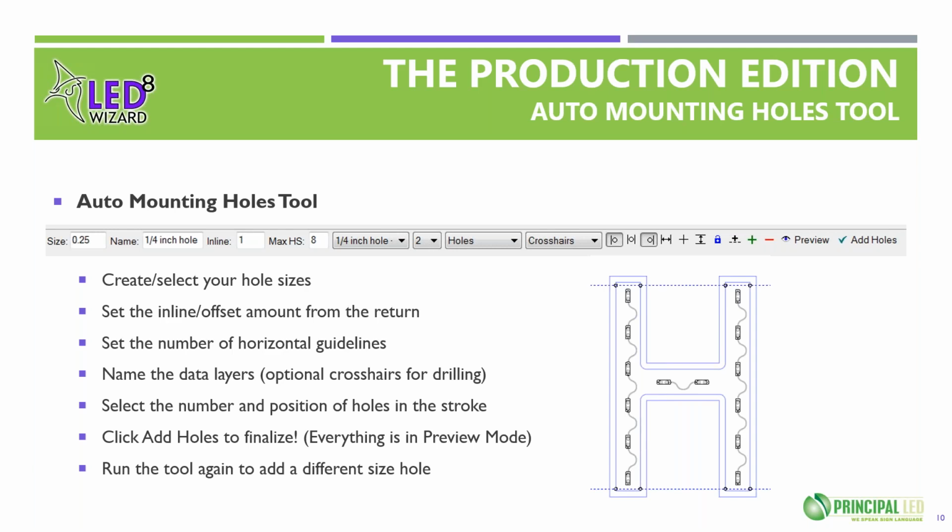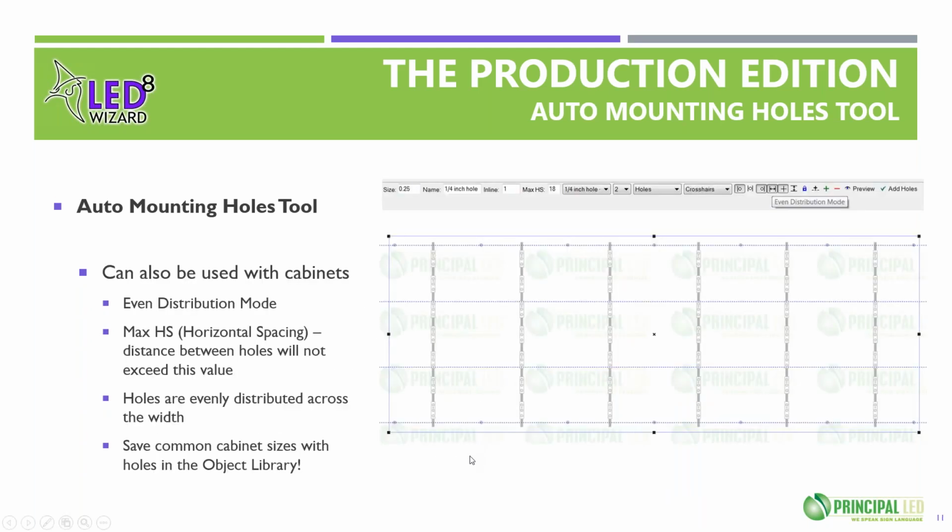You'd run the tool a second time, and maybe this is wiring holes, right? So you can run the tool multiple times, but it's one size hole for each time that you run through. Okay, and I think most of the time this is used for channel letters, but I also want to just give an example here for cabinet.